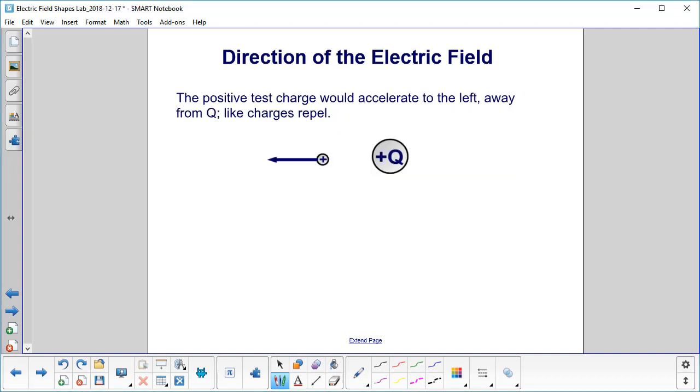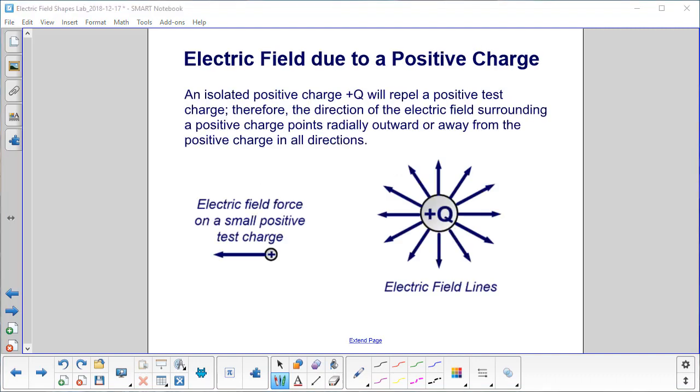This reiterates what we said on the previous slide. The positive test charge, which is this little q here, would accelerate to the left, away from large Q. Like charges repel. The isolated positive charge plus Q, this big guy over here, will repel a positive test charge. Therefore, the direction of the electric field surrounding the positive charge points radially outward, or away from the positive charge, in all directions. And this is actually a three-dimensional field, so it would also be coming out of the page and into the page.